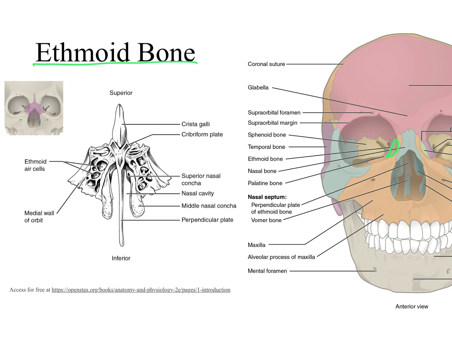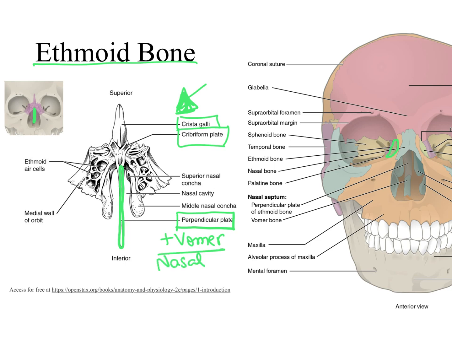Now, when we look in this zoomed in image, we can identify the crista galli of the ethmoid bone, the cribriform plate of the ethmoid bone, and we see this thing that goes down inferiorly. And this is literally going down, dividing our nasal cavity. And this is called perpendicular plate of the ethmoid bone. The perpendicular plate of the ethmoid bone plus the vomer bone, which is one of the facial bones we'll be talking about, form the nasal septum. And you can see them forming the nasal septum right here. So that's the importance of the perpendicular plate of the ethmoid bone.